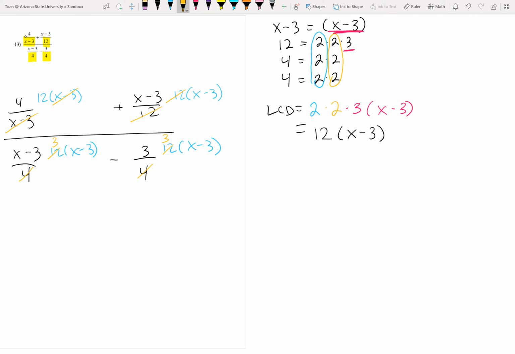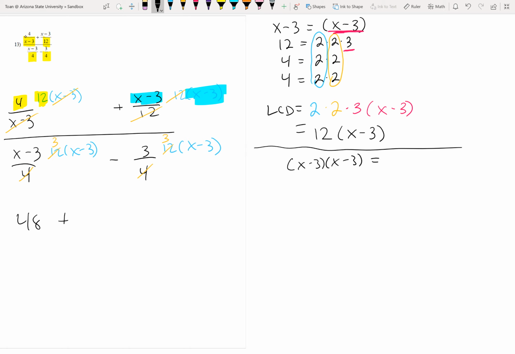So all that's left to do is multiply the leftovers. So on the top left, we have 4 and 12, which makes 48. Plus, in the top right, we have x minus 3 with x minus 3. So, on the side as scratch work, if you need to, x minus 3, FOIL them out. That's going to give you x squared minus 6x plus 9.